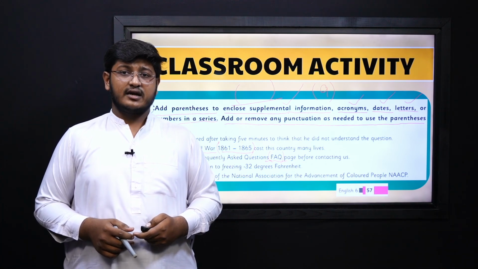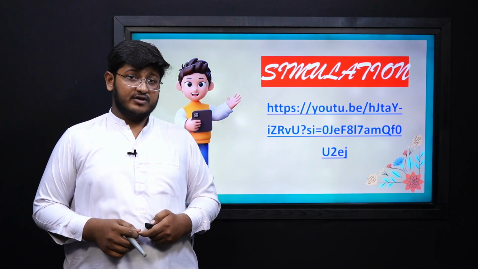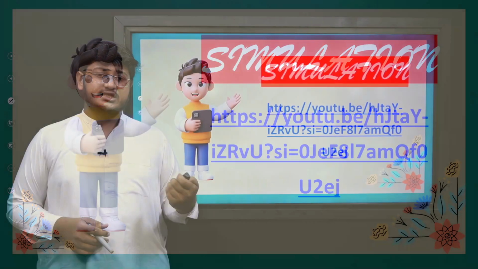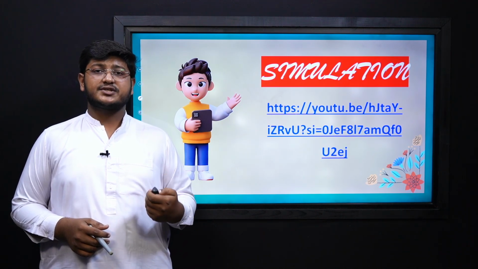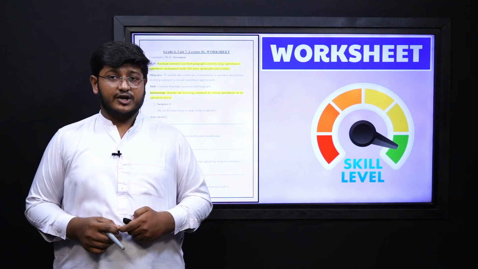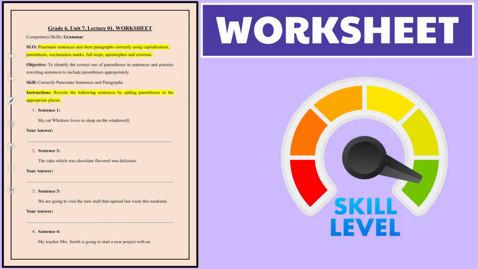Let's go further. What do we have next? We have a simulation. You can watch it to make your concept clearer and enhance your understanding. Let's go further. We have a worksheet. What you have to do? You guys have to attempt this worksheet to make your understanding better. In this worksheet, you have to add parentheses to the appropriate place in the sentences.